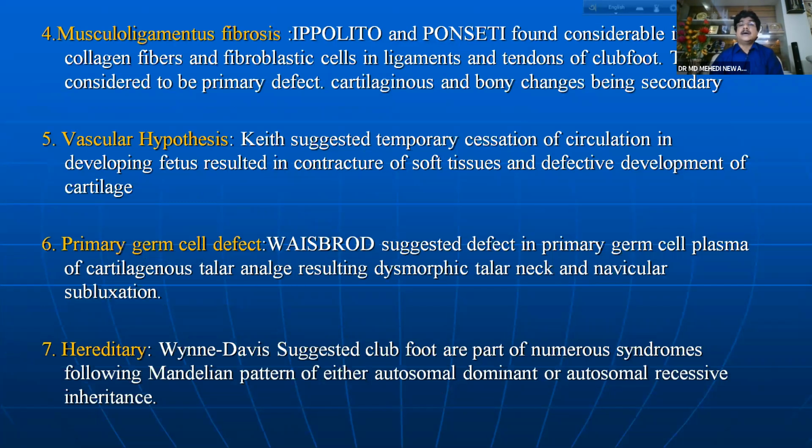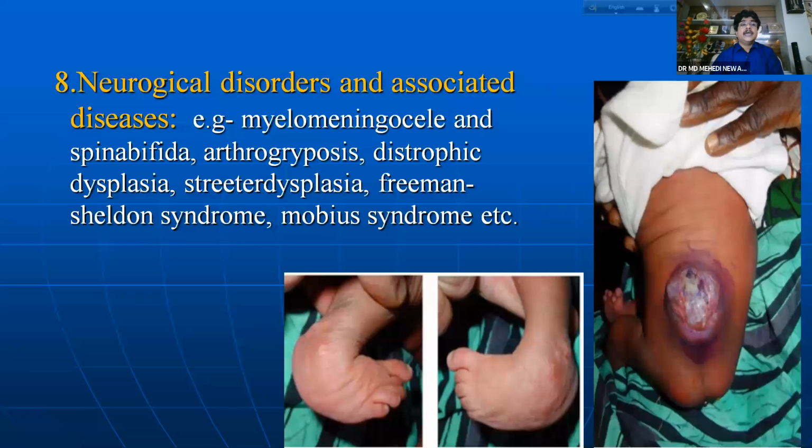Here, Ponseti found considerable increase in collagen fibers and fibroblastic cells in the ligaments and tendons of clubfoot. They are considered to be the primary defect, cartilaginous and bony changes being secondary. And the vascular hypothesis, primary germ cell defect, hereditary, these are also hypotheses. It is important that neurological disorders and associated disease may be with the idiopathic clubfoot, but most of the time atypical clubfoot is associated with the disease. And these are myelomeningocele, spina bifida, arthrogryposis, diastrophic dysplasia, Streeter dysplasia, Freeman-Sheldon syndrome, Mobius syndrome, etc.